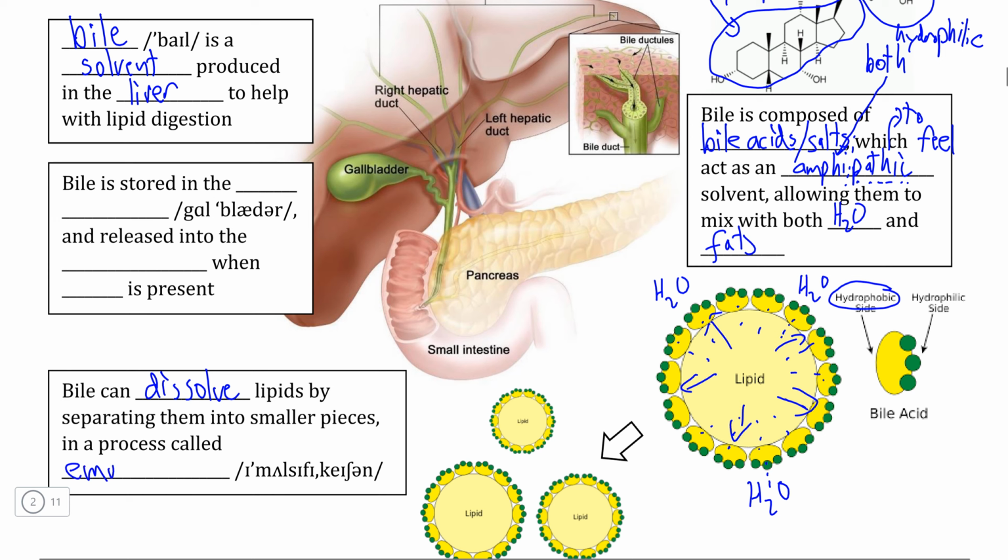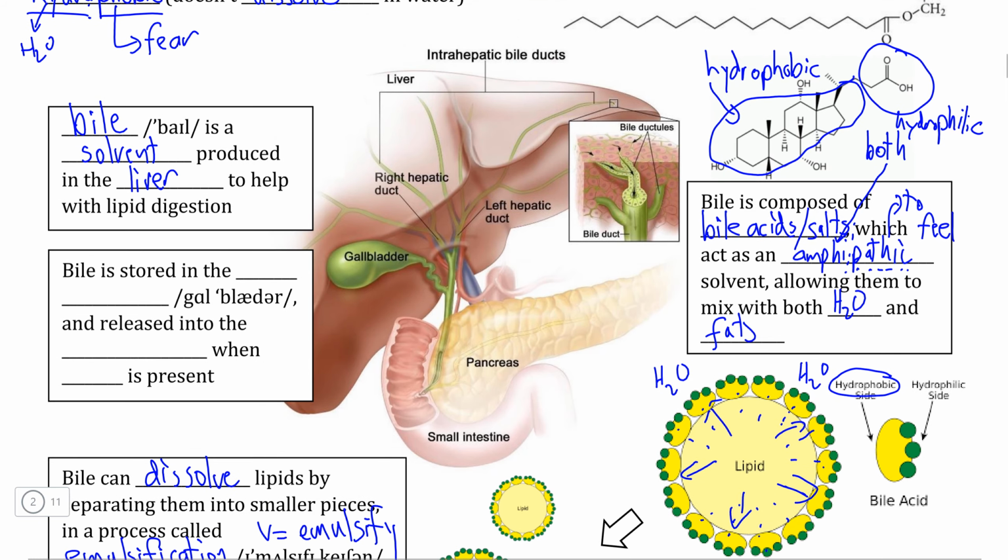And this process is what we call the process of emulsification. And if we want to use the verb form of this word, the verb form is to emulsify. So when bile acids are used in order to separate lipid molecules, whether it be fats or cholesterol, away from each other, we say that bile acids emulsify lipids.